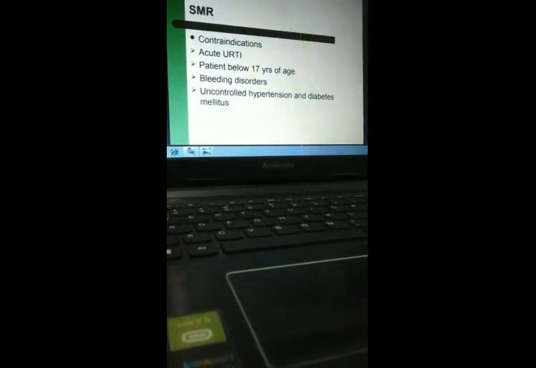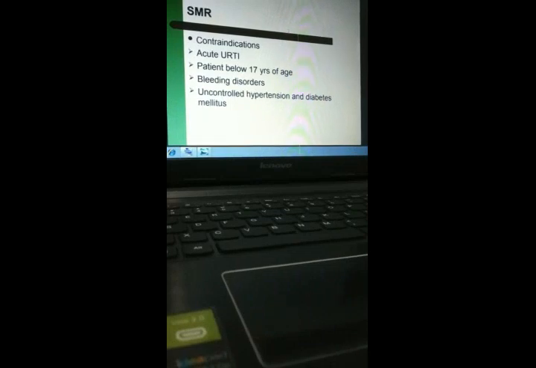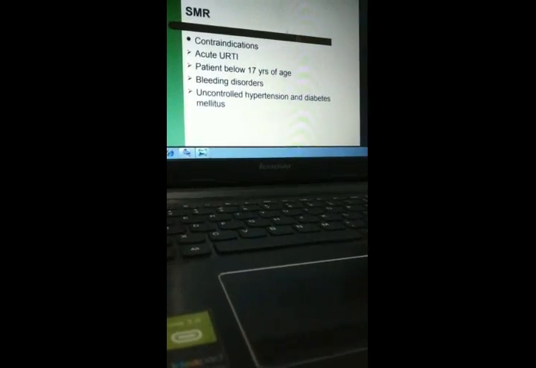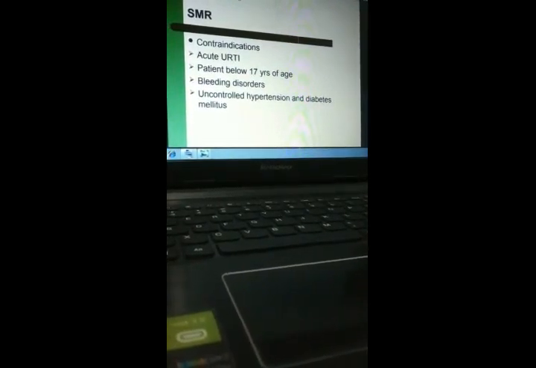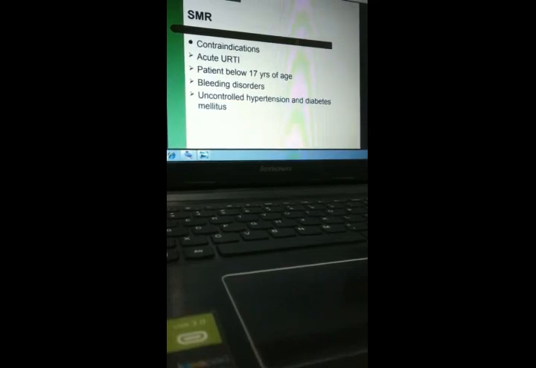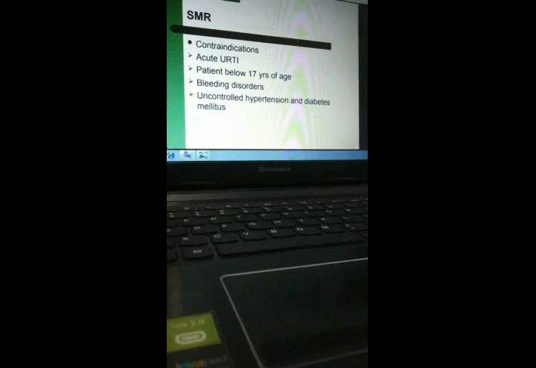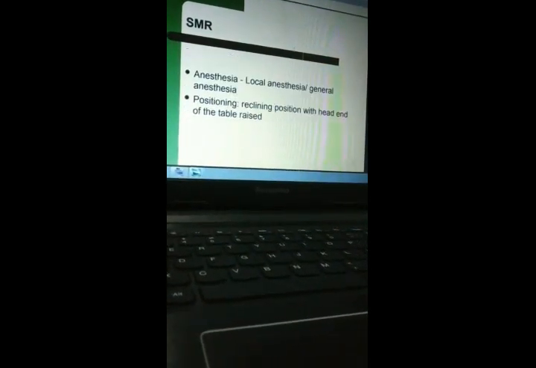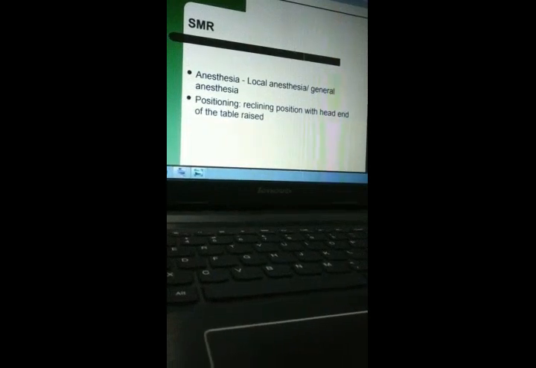Now, what are the contraindications of SMR operation? First is acute upper respiratory tract infection. Second is the patient below the age of 17 years. Third is bleeding disorders. And fourth is uncontrolled hypertension and diabetes mellitus.